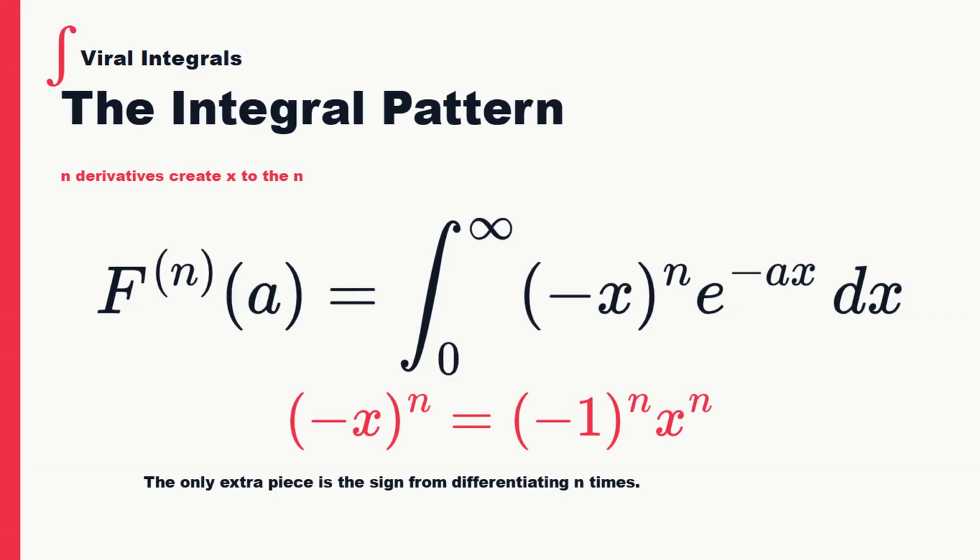Now after n derivatives, the integral side is f sub n of a, and inside the integral we have negative x raised to the n times e to the negative ax. You can think of that as n copies of the same negative x factor appearing from n differentiations.